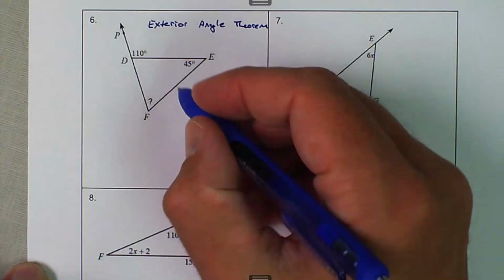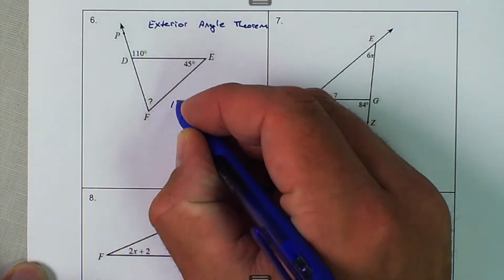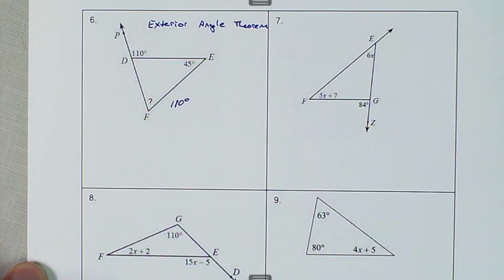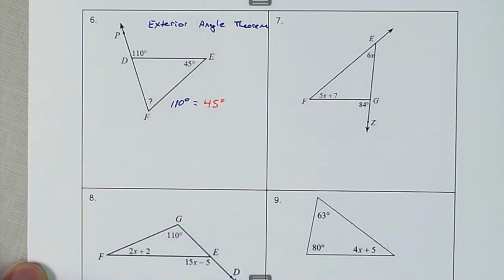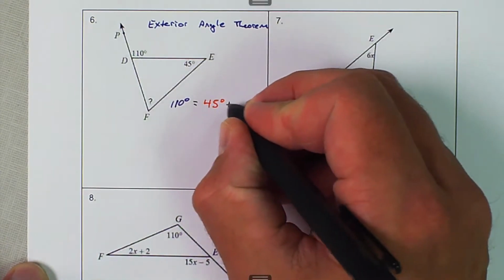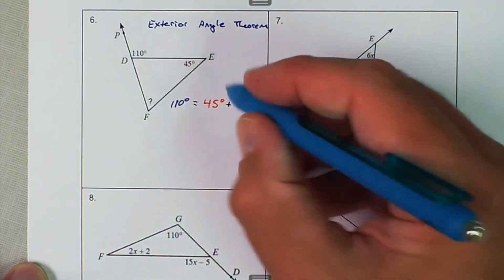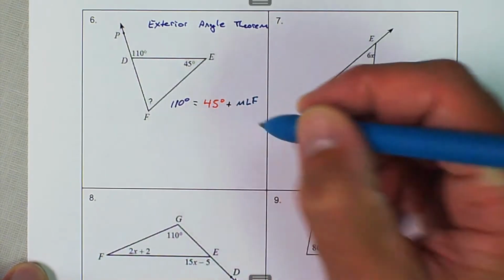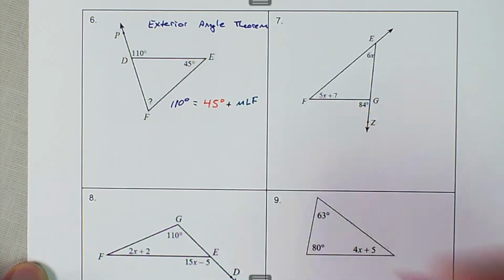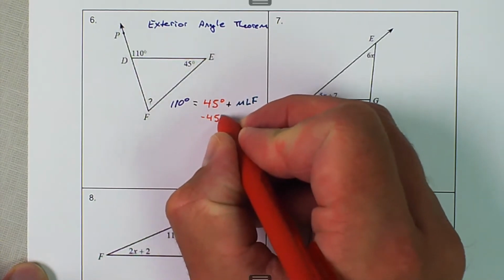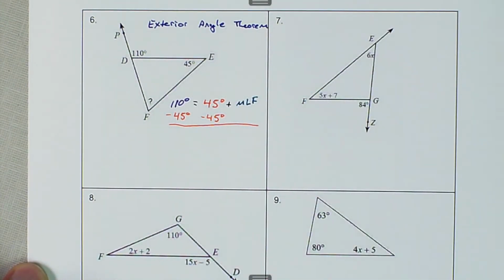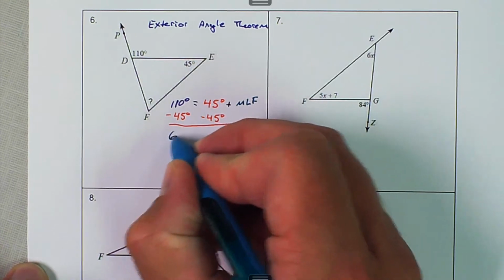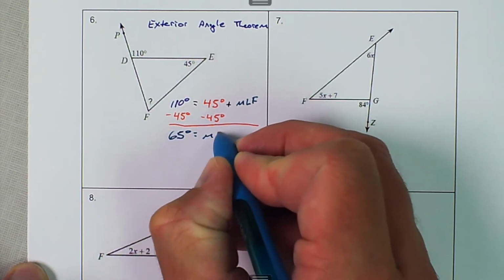So we can say 110 degrees is equal to 45 degrees plus the measure of angle F. And in order to figure that out, we would just subtract 45 degrees from both sides. And we end up with 65 degrees is equal to the measure of angle F.